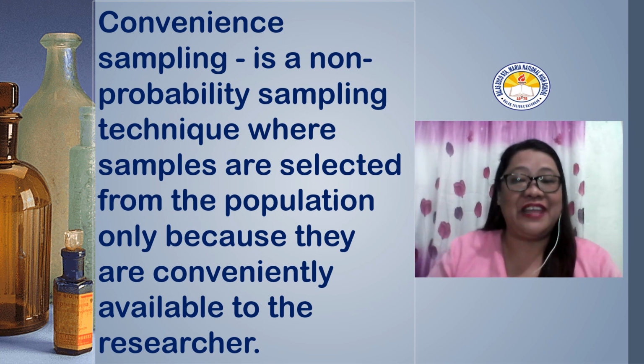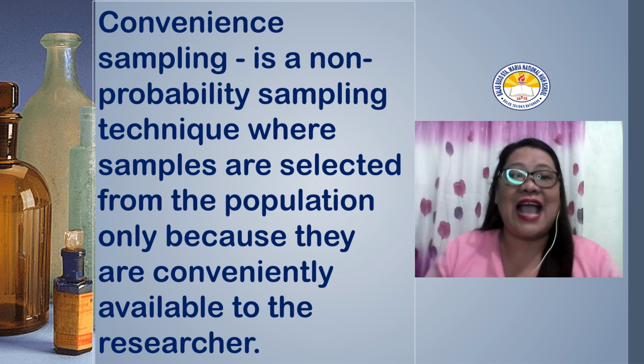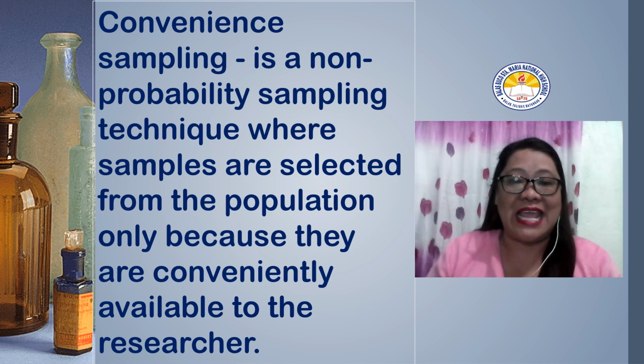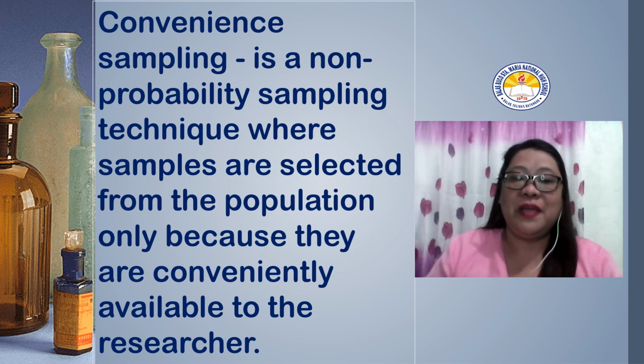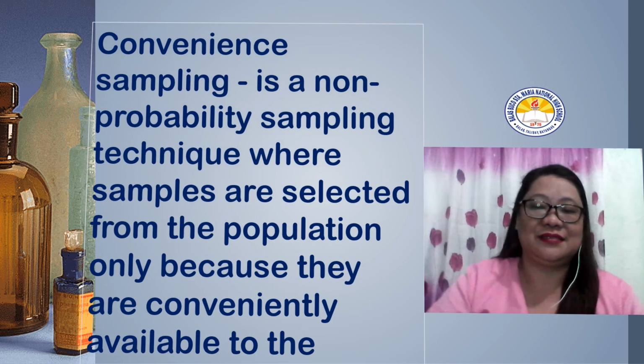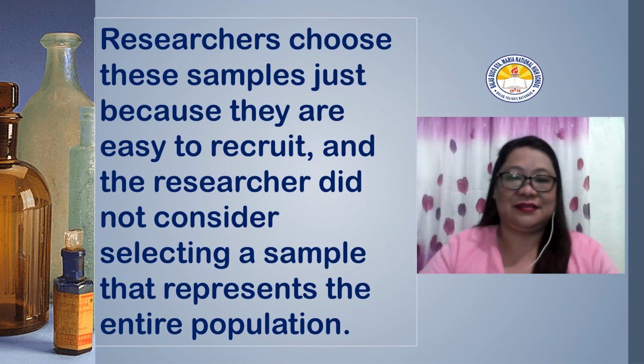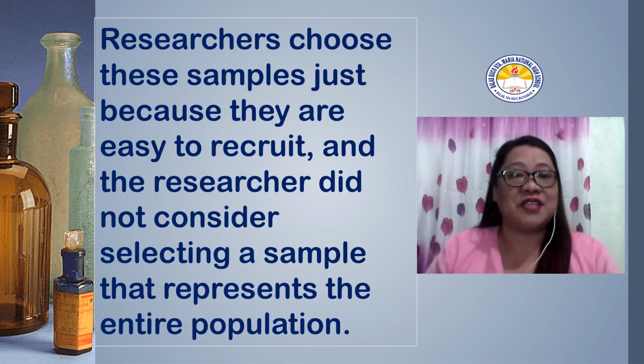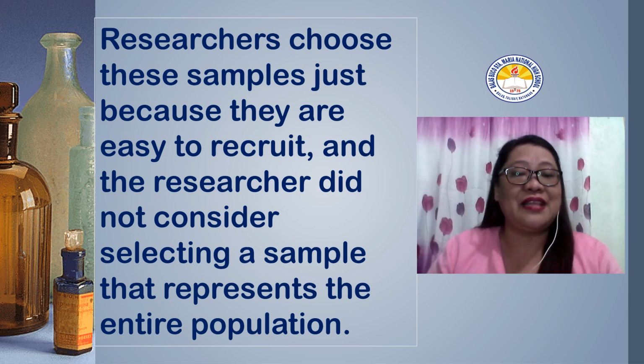When we say convenience sampling, it is a non-probability sampling technique where samples are selected from the population only because they are conveniently available to the researcher. Researchers choose these samples just because they are easy to recruit, and the researcher did not consider selecting a sample that represents the entire population.